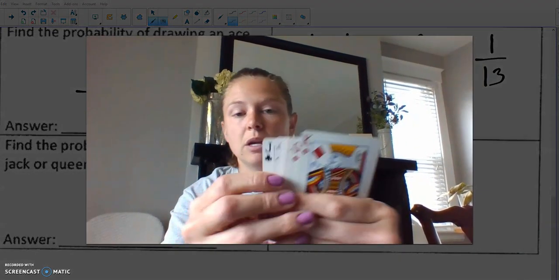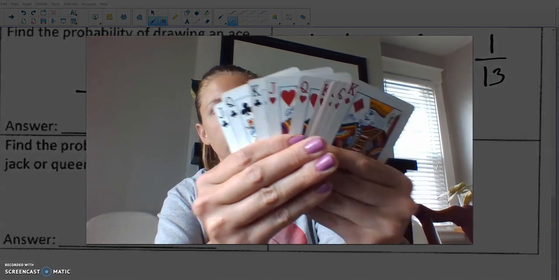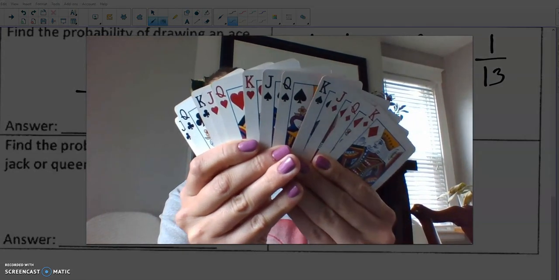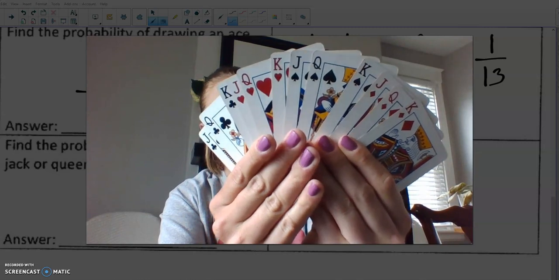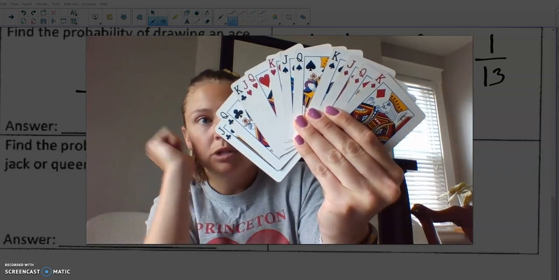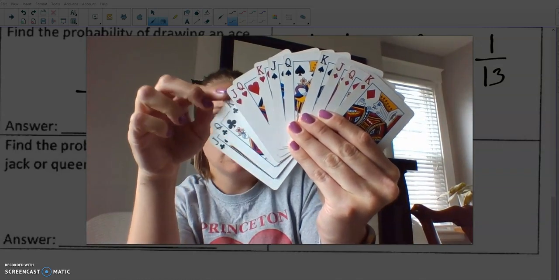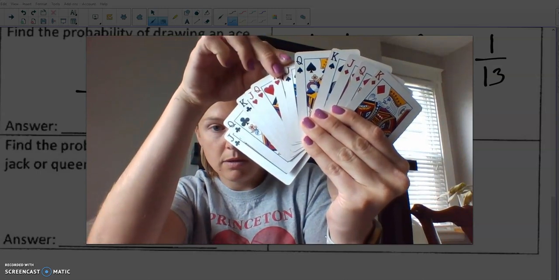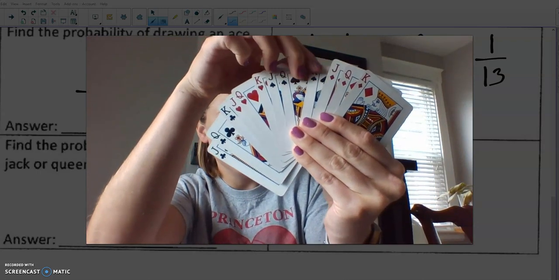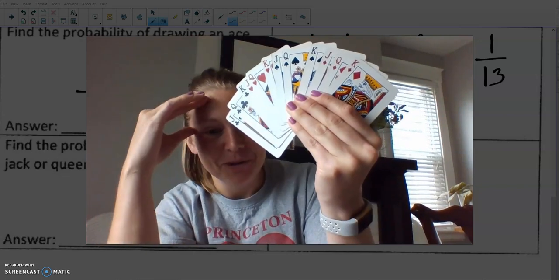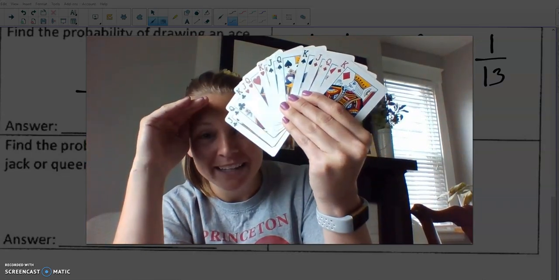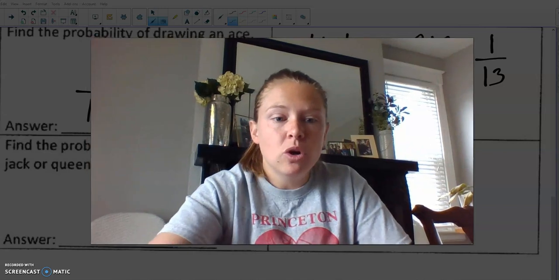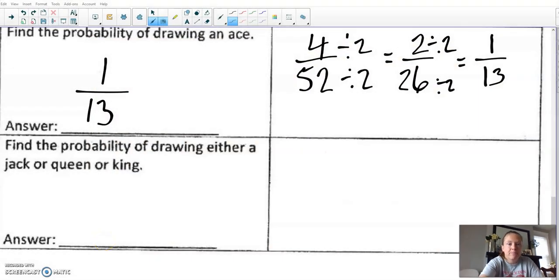Here we go. Here are all of my jacks, queens, and kings. And they're actually in order with their suit. So I've got 3, 3, 3, and 3. It's so difficult because this is mirrored. So that is 12 cards total out of 52. Can we reduce? Yes.